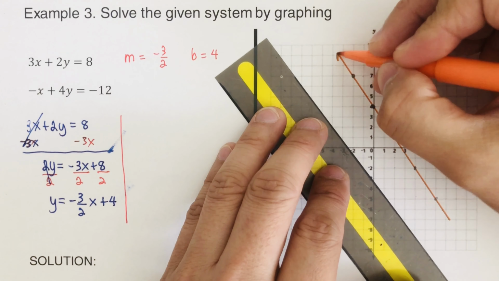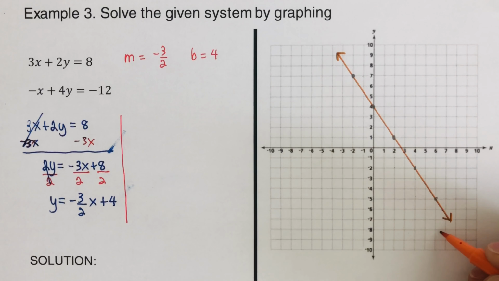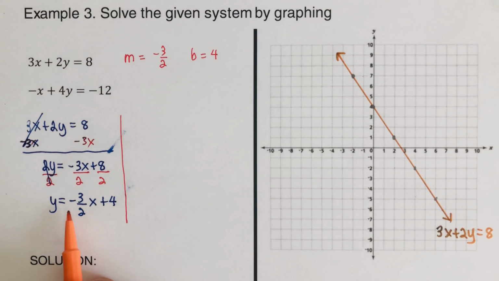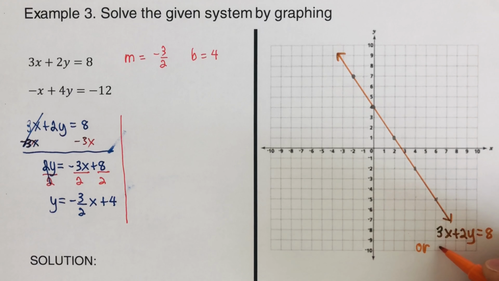So this is the first line, and then again this line is 3x plus 2y equals 8, or this is also equivalent to this, or this is actually y is equal to negative 3 over 2x plus 4. Both of these are equivalent equations. Now let's have the second equation that we have here.